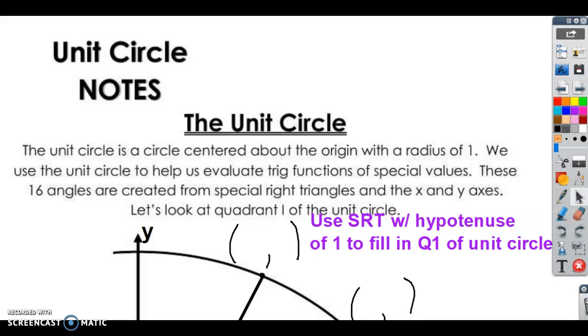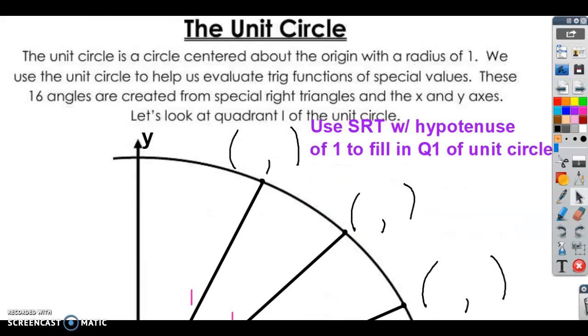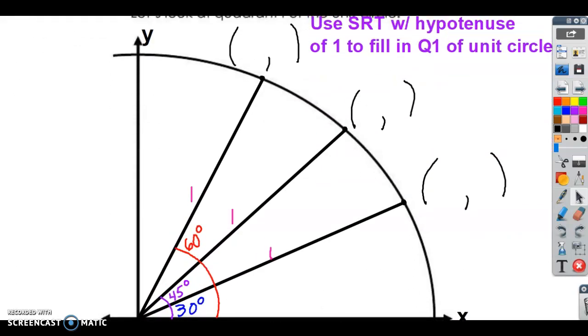It's a circle that's centered about the origin with a radius of 1. I talked a little bit about this when we were doing conversion of units from degrees to radians. We use the unit circle to help us evaluate trig functions of special values, and there's 16 of them, and they're created from special right triangles. So we're going to go ahead, and you don't have to memorize the entire unit circle. You only really have to memorize the first quadrant. And I'm going to show you how these values are taken from the unit circle.